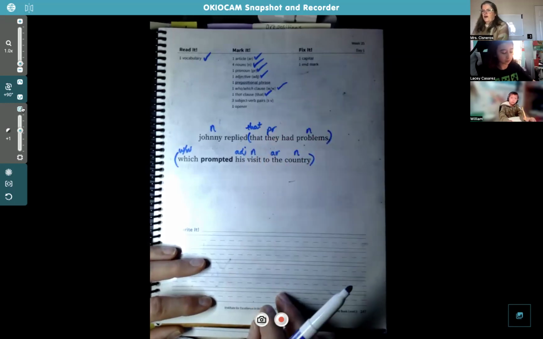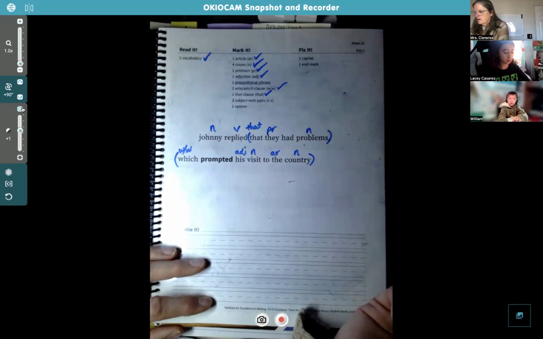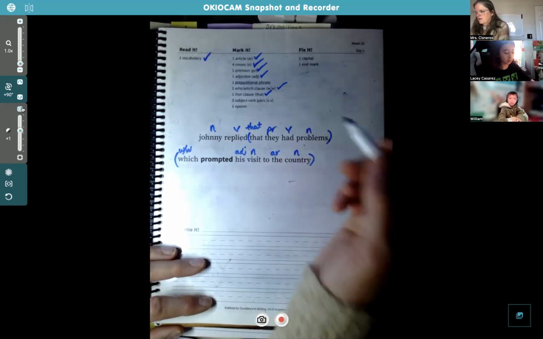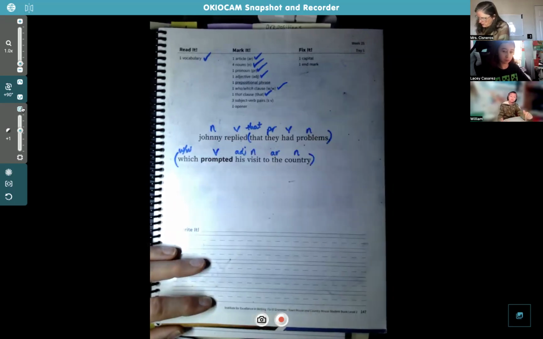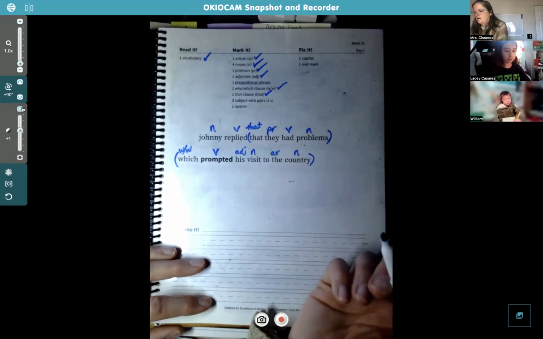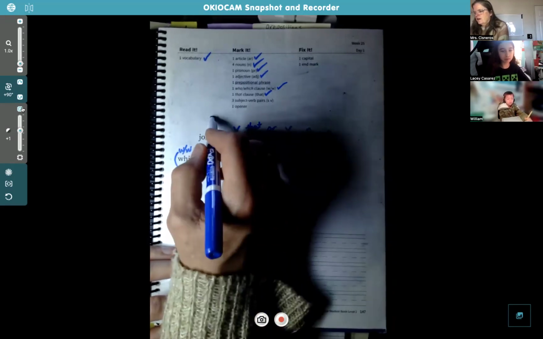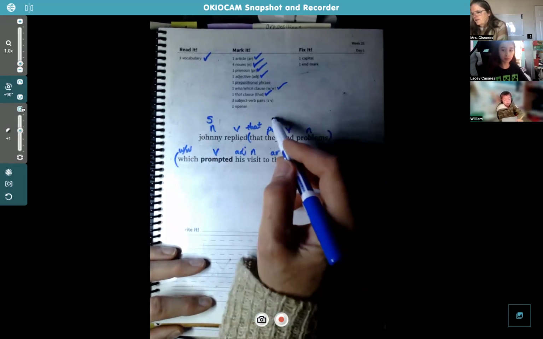And verbs. I'll have you do the verbs, William, and then Lacey can do the subject. So what are the verbs here? Replied. Good. Had. Good. Prompted. And prompted. Good. Those are the three. And then who's doing those things, Lacey? So who replied? Johnny. Good. And then how about in the that clause? Where's the subject? They. Good.